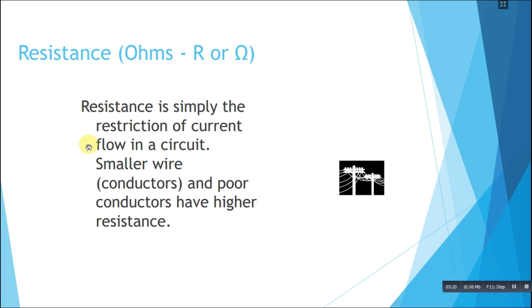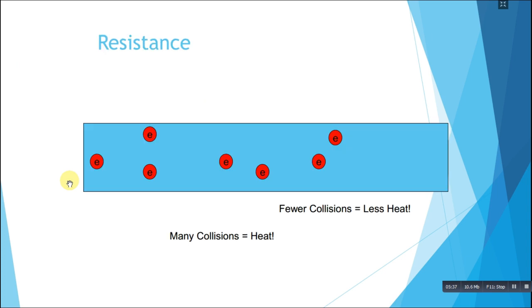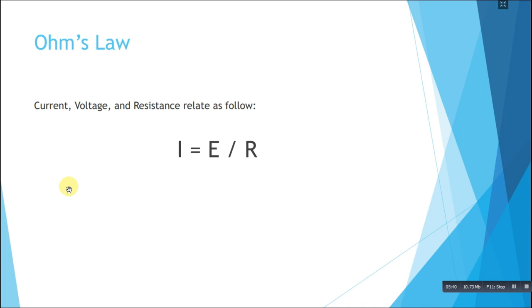And now this is the resistance. Resistance is simply the restriction in the flow of current, and smaller wires, conductors and poor conductors have high resistance. Its formula is R = rho L over A. It is directly proportional to the length and inversely proportional to the area. It is basically the restriction in the flow of current.